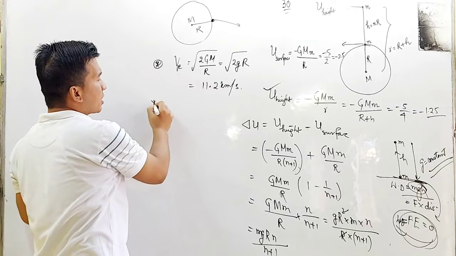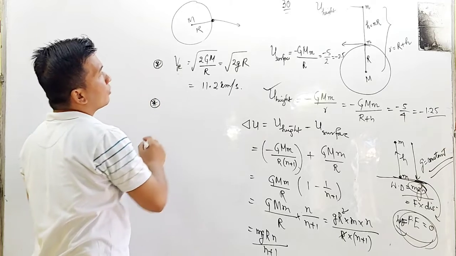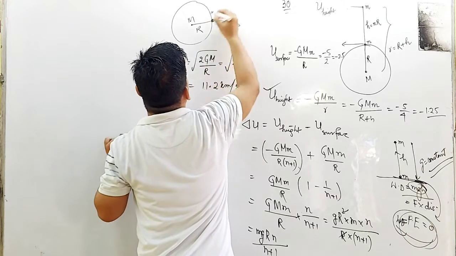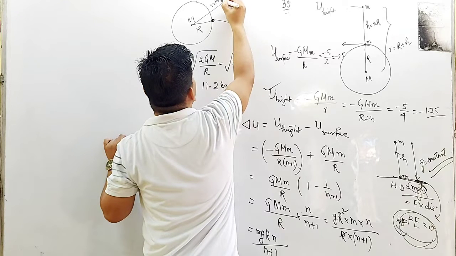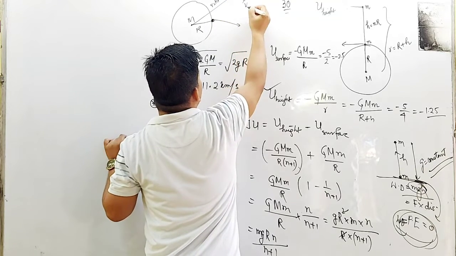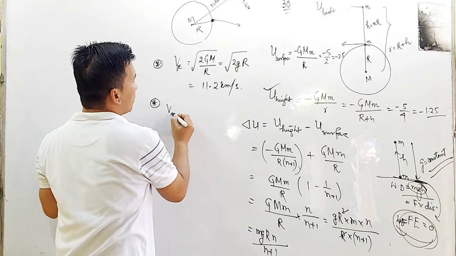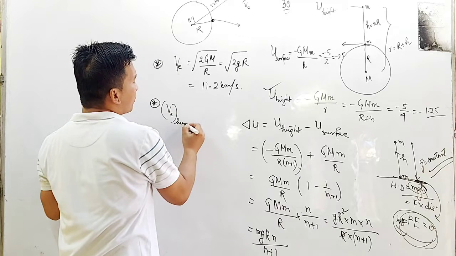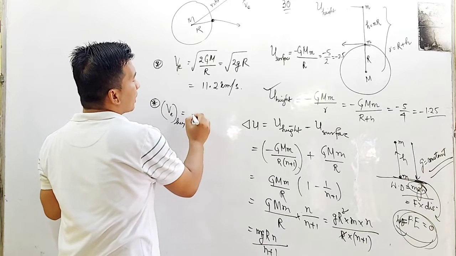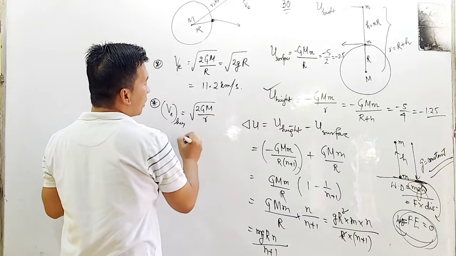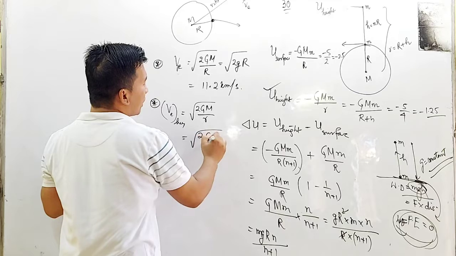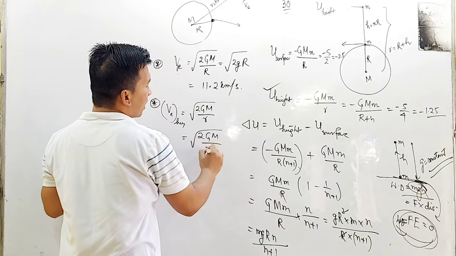And what was the expression for the escape velocity from a certain height h? At a certain height h, small r is equal to R plus h. The escape velocity from a certain height h will be equal to root over 2G capital M divided by small r, that is, root over 2G capital M divided by R plus h.